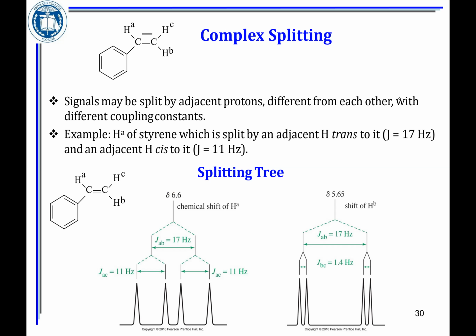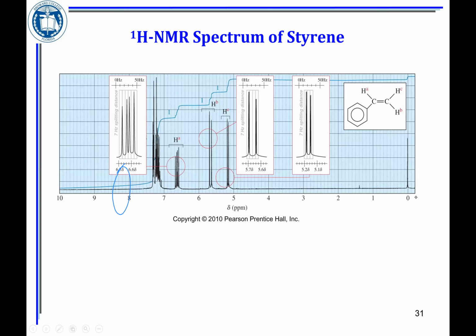The coupling constant, or the J value, can tell you if you're dealing with a hydrogen in the cis position, or a hydrogen in the trans position, or a hydrogen in the geminal position. Just know the idea, the concept. You don't have to memorize the exact numbers.